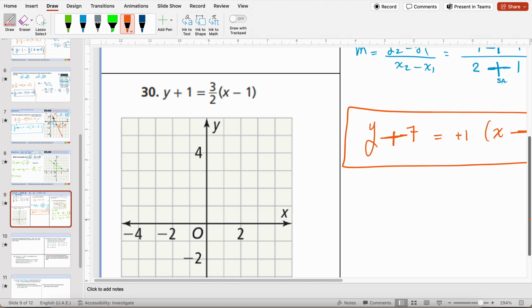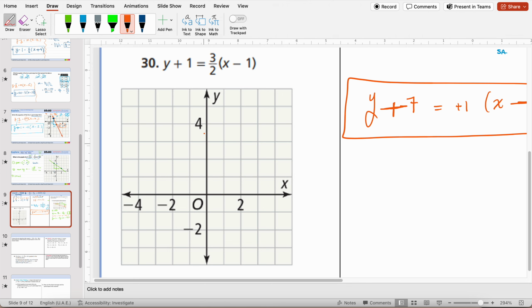Last idea. What if I gave you the equation? Again, to graph it, you need a point. First of all, you need the point. And second is to find the m. Then connect, okay? What is the point here?